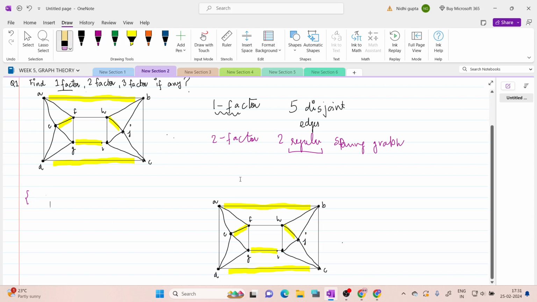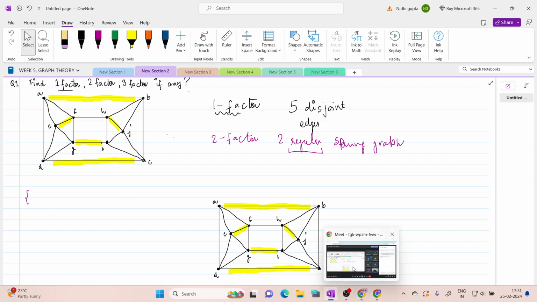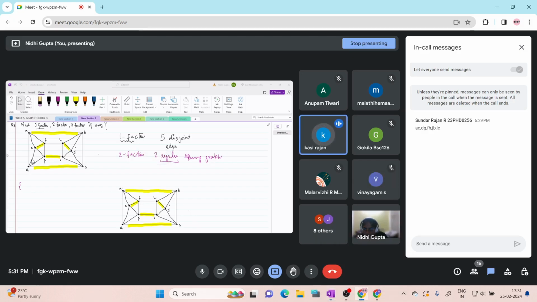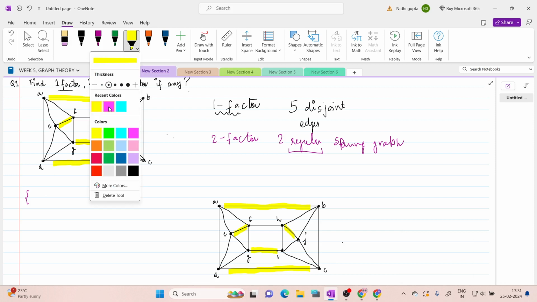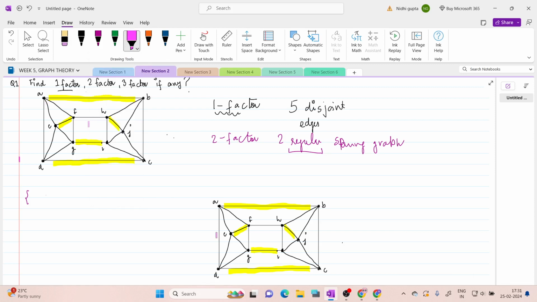First of all, let him speak, then I'll come to your example, Anupam. So, what is your example? ACD? But ACD is not a cycle, right? Sorry, AED. Okay, so you are saying AED. Then FGHI. Okay.